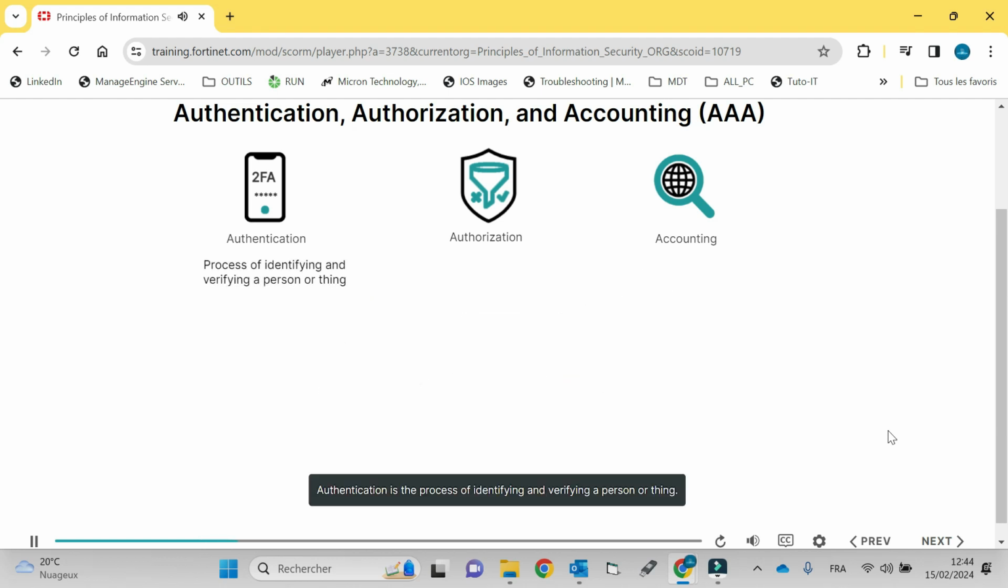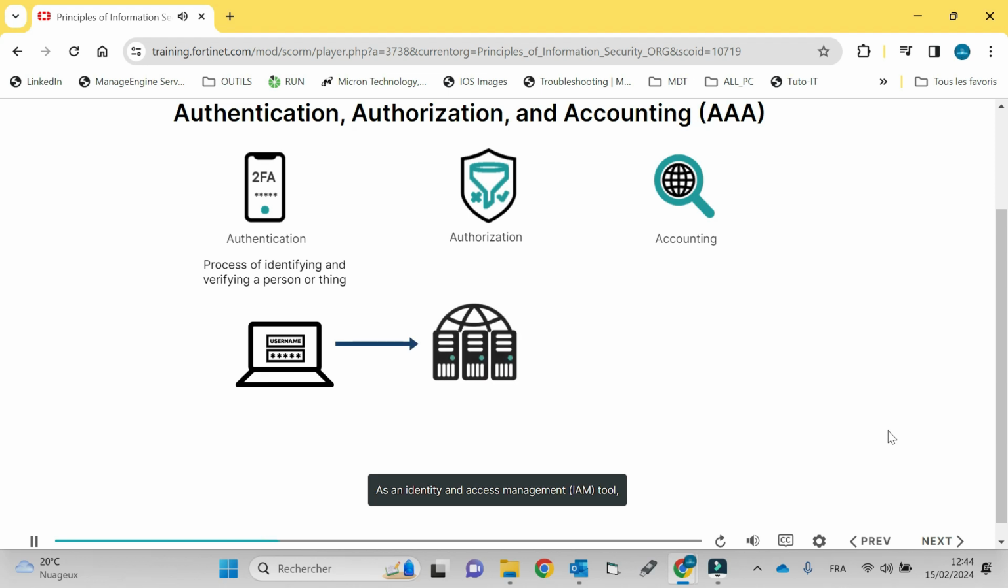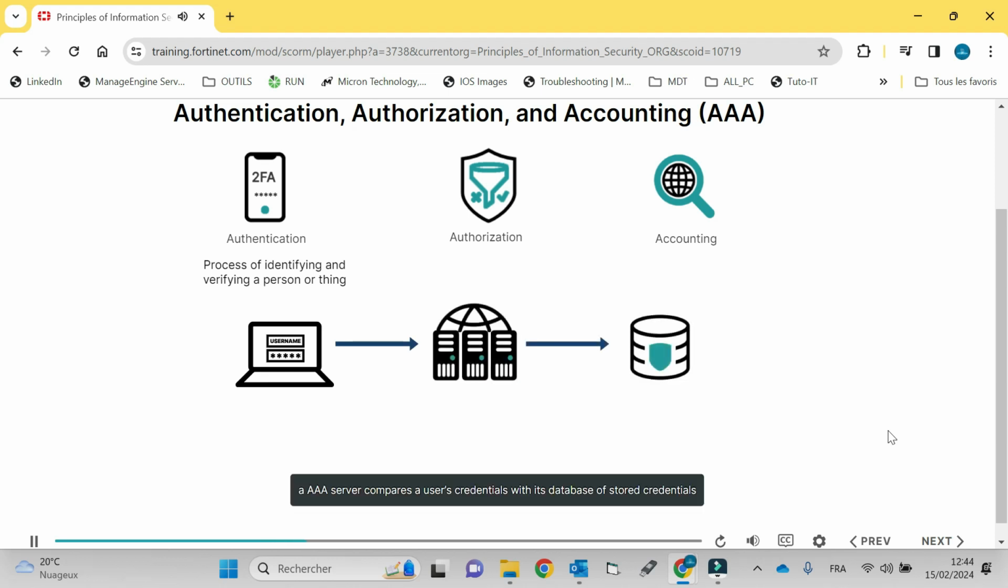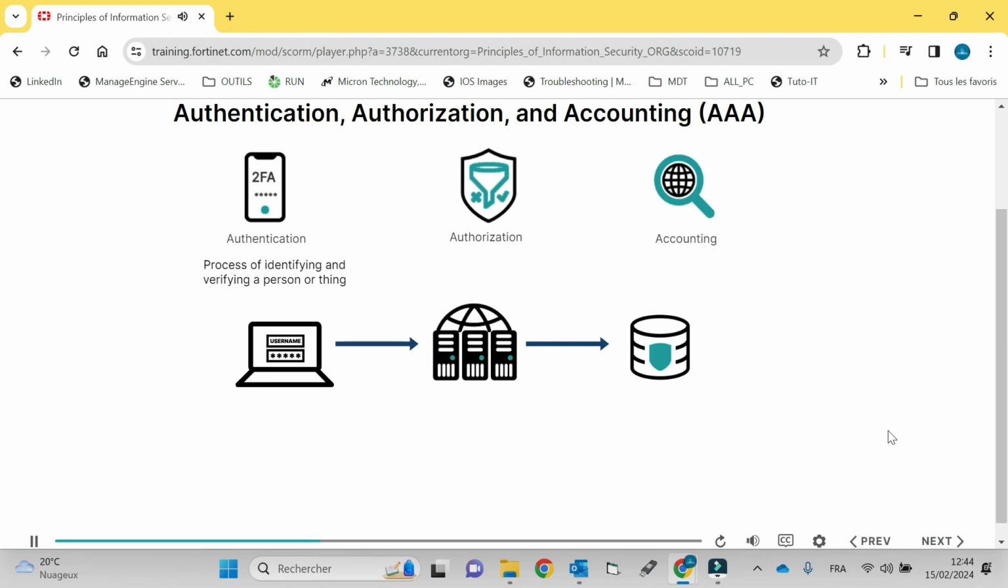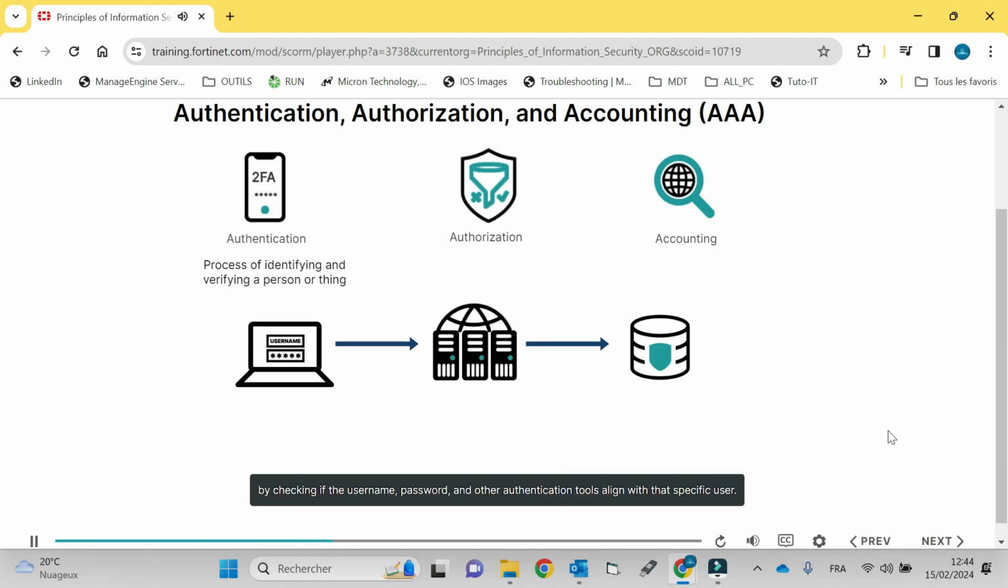Authentication is the process of identifying and verifying a person or thing. As an identity and access management (IAM) tool, a AAA server compares a user's credentials with its database of stored credentials by checking if the username, password, and other authentication tools align with that specific user.